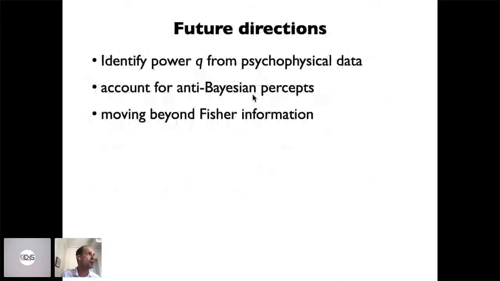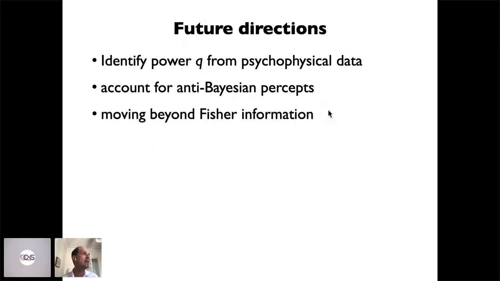Okay, some future directions to think about. Mike showed that the law holds for any power Q, but now that we have the exact, we can predict the proportionality constant between bias and discriminability. We could go look at those psychophysical data and try to identify what power Q is consistent with observers' results. There's also a relationship to anti-Bayesian percepts, where we can predict whether the subject's biases will be toward the peaks of the prior or away from the peaks of the prior.